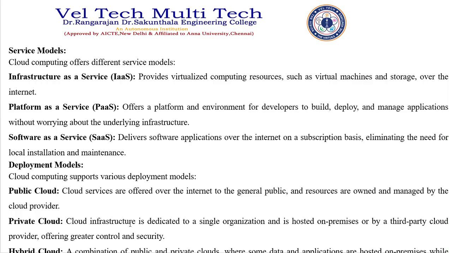The private cloud infrastructure is dedicated to a single organization and is hosted on premises or by a third-party cloud provider, offering great control and security. The hybrid cloud is a combination of public and private clouds where some data and applications are hosted on premises.